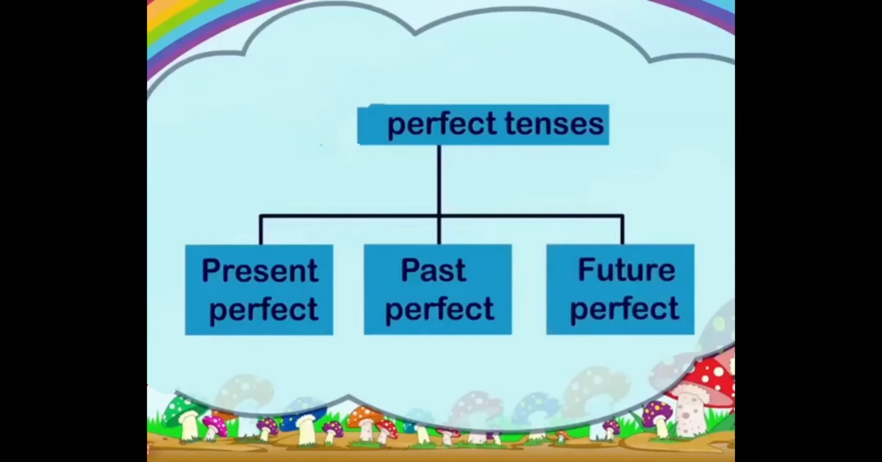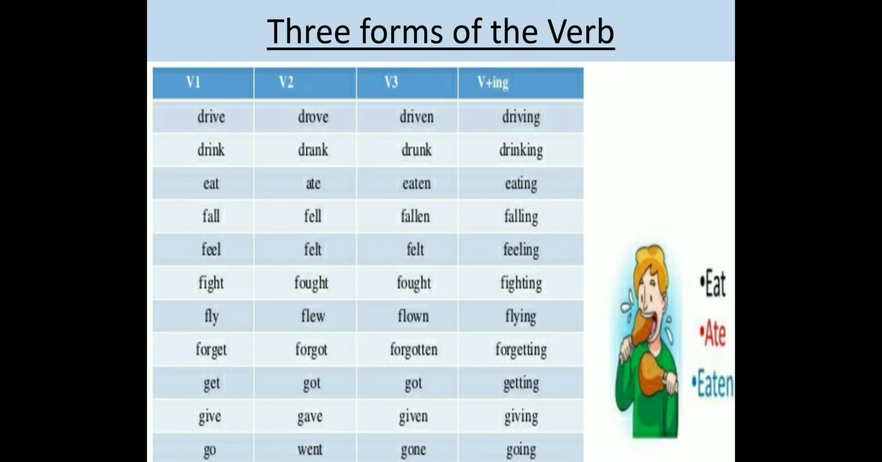Students, we have already studied about the simple form of tenses and continuous form of tenses. Today we are going to study about the perfect form of tenses: present perfect, past perfect, and future perfect. Before beginning with this, let us revise the three forms of the verb.